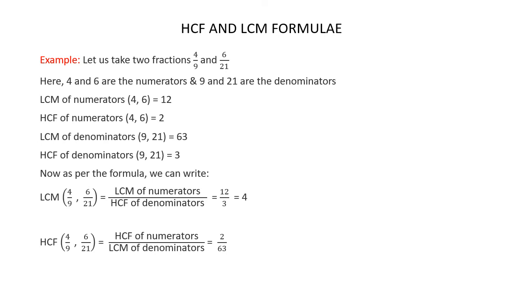Now we can find the HCF of the given two fractions if we know the HCF of the numerators and the LCM of the denominators. So HCF of 4 by 9 and 6 by 21 is equal to HCF of numerators divided by LCM of denominators, which is nothing but 2 divided by 63, because we have found out that the HCF of numerators is 2 and LCM of the denominators is 63. So HCF of numerators divided by LCM of denominators is nothing but 2 by 63.